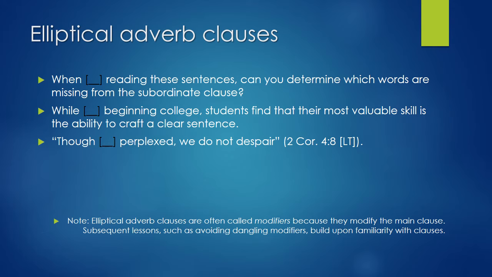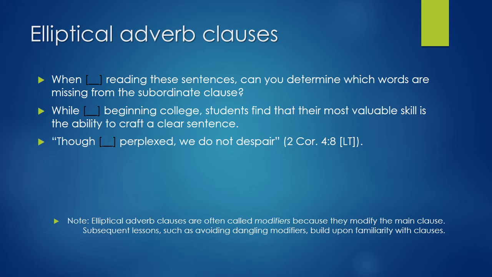While students are beginning college, and from the New Testament we find, though perplexed, we do not despair. And what is implied in elliptical is the subject and the helping verb. Okay, though we are perplexed, we do not despair. And so in each case, the elliptical element is something of a time-saving device or a style of concision, leaving words out that are implied in the main clause, but one has to be careful that what's implied in the elliptical clause is made clear in the main clause.